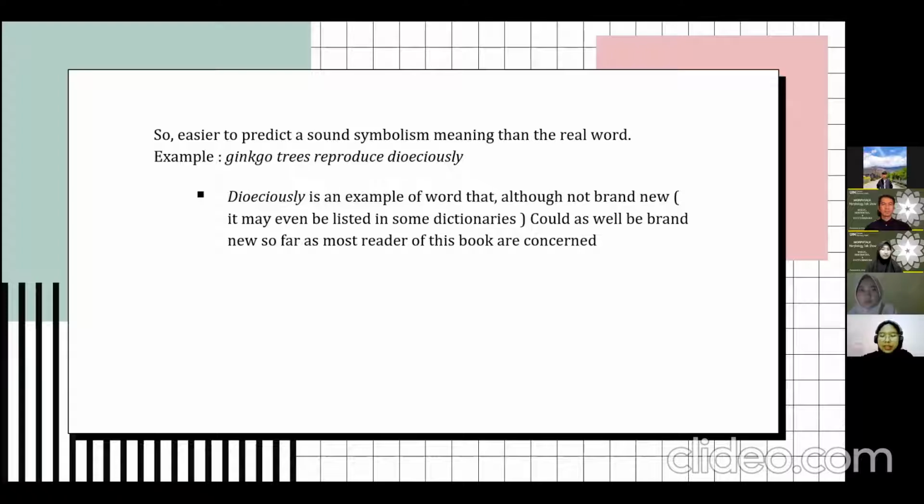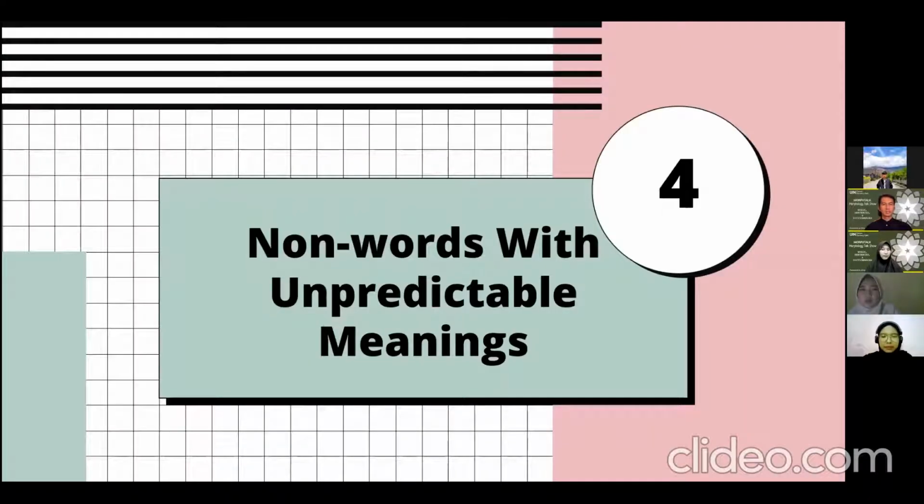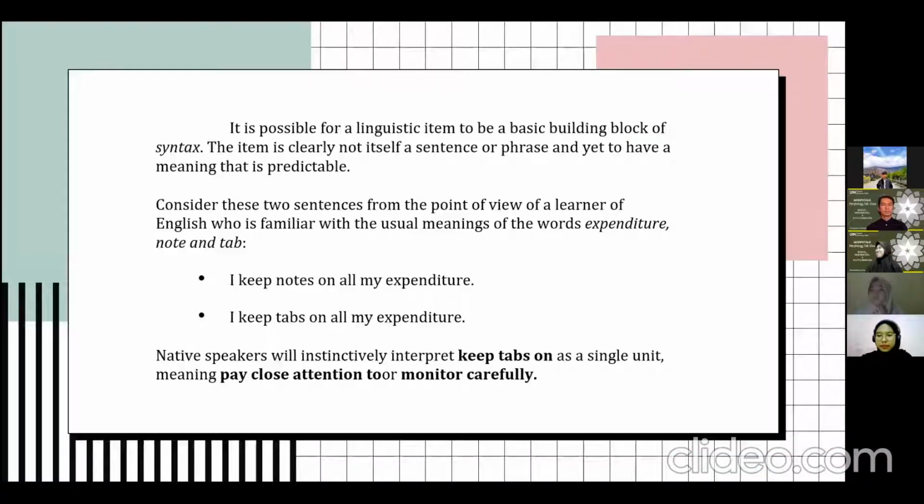So next, the next topic is words with unpredictable meanings. It is possible for a linguistic item to be a basic building block of syntax. The item is clearly not itself a sentence or phrase, and yet it has a meaning that is not predictable.